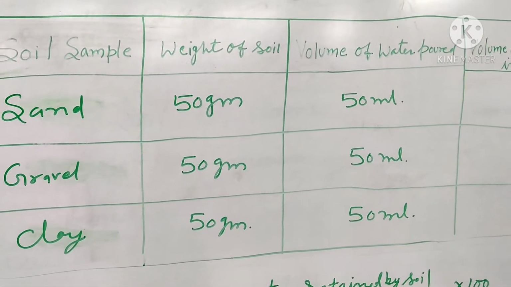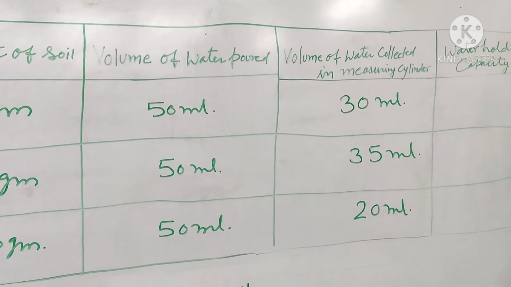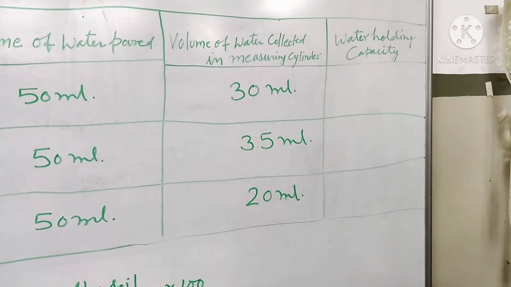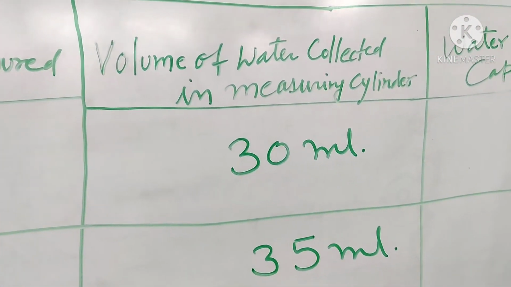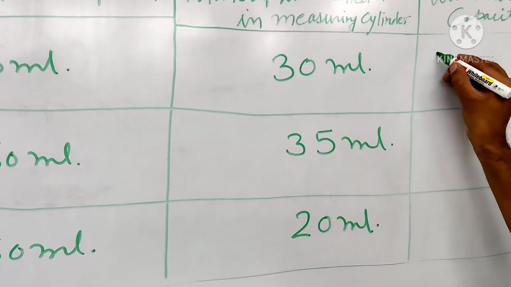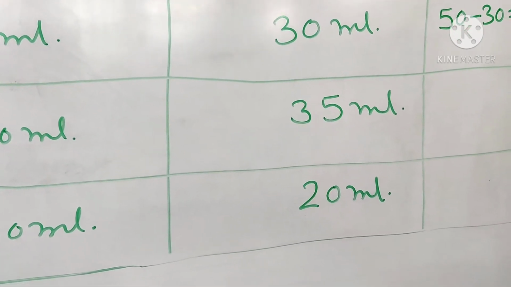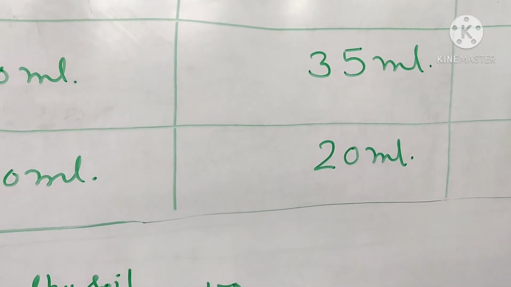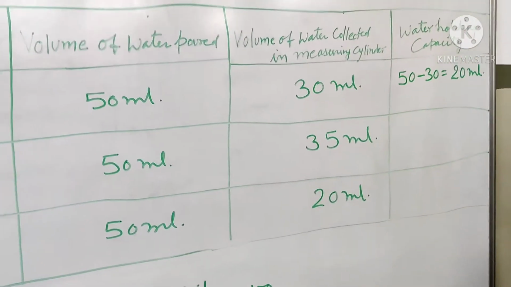If you remember, we took 50 gram soil of each sample. Then the amount of water poured in the soil samples was 50 ml for each. And then the fifth column is the volume of the water collected in the measuring cylinder after the percolation. So out of the 50 ml, 30 ml water was percolated down in sample A, sand soil. 35 ml was percolated in gravel soil or sample B, and 20 ml was percolated in the clay soil in the test tube.